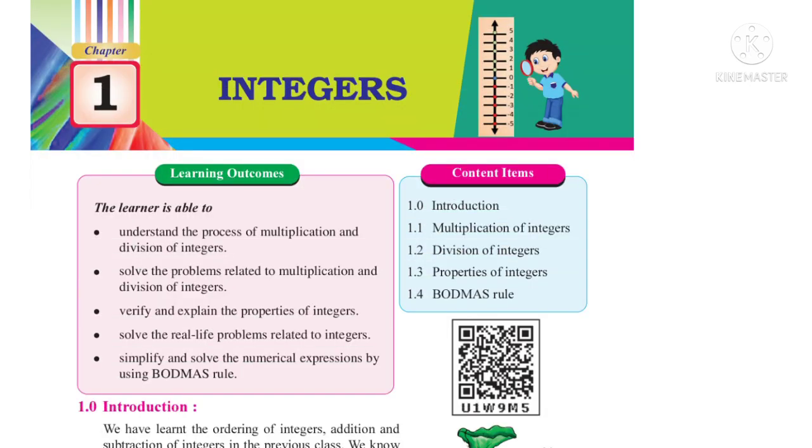First chapter, Integers. In this chapter, the content items are: number 1, Introduction; number 2, Multiplication of integers; number 3, Division of integers; number 4, Properties of integers; number 5, BODMAS rule. But in this video, let us discuss the first two, that is, introduction and multiplication of integers.